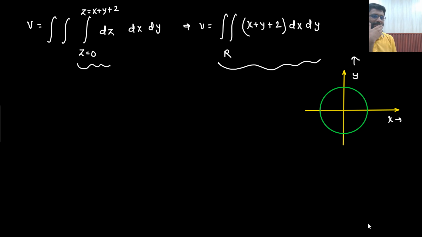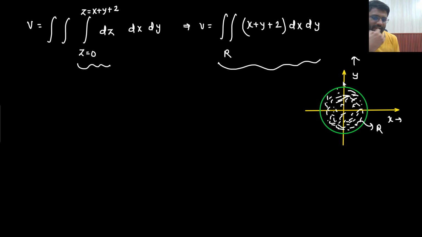Is that clear to you? Okay. So over this region R, we are supposed to find this particular integration. I should not be saying circle, I should be saying disk. So over this region R.